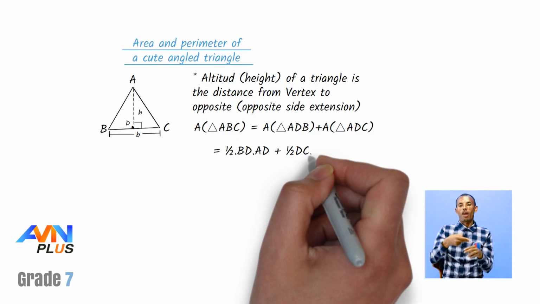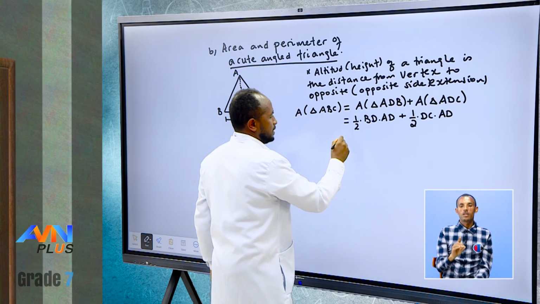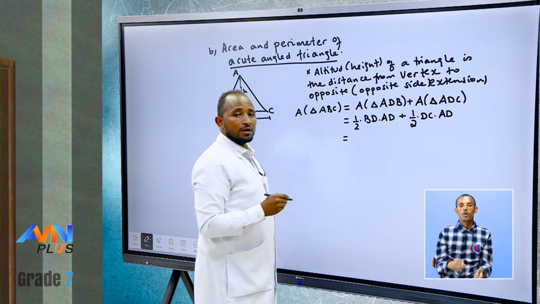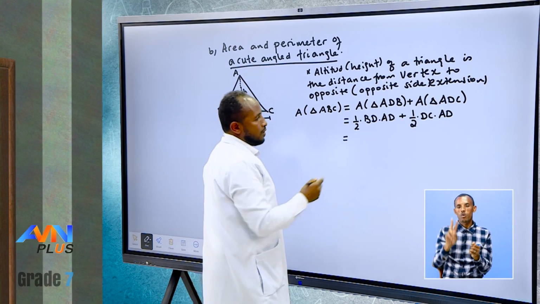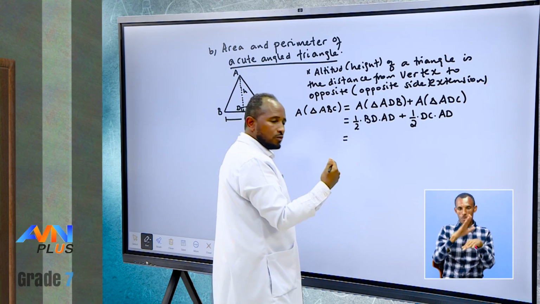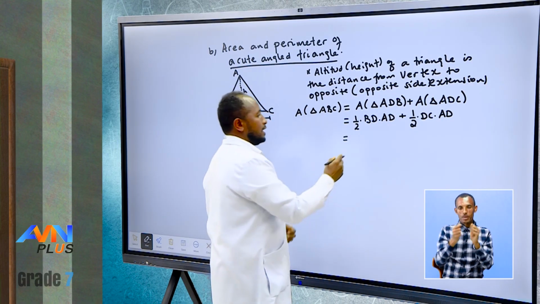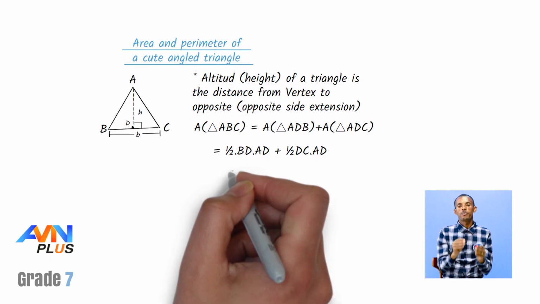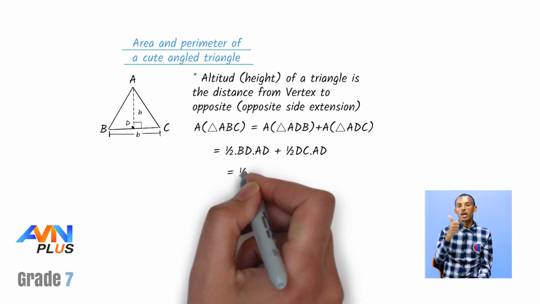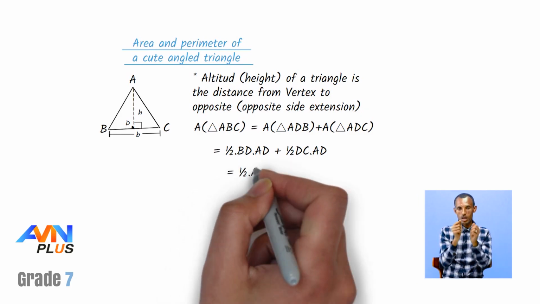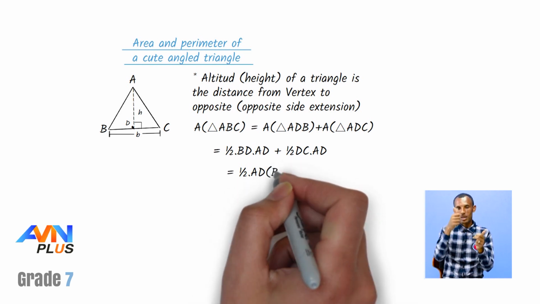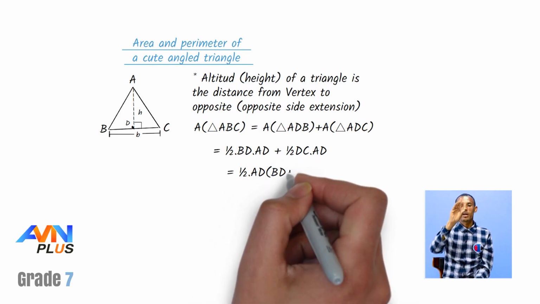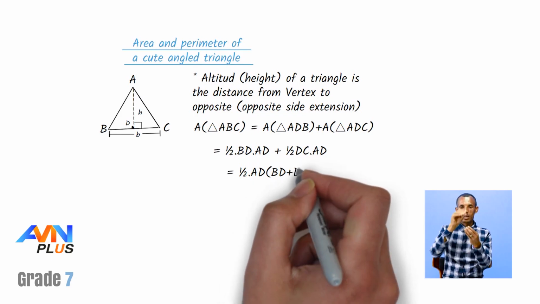The height is AD. Therefore, from this, we can take a common factor here. 1/2 and AD are found in both. So using the distributive property, you can take a common factor outside. So here, half and AD are common. Take these two as common, and you have BD here plus you have DC here.